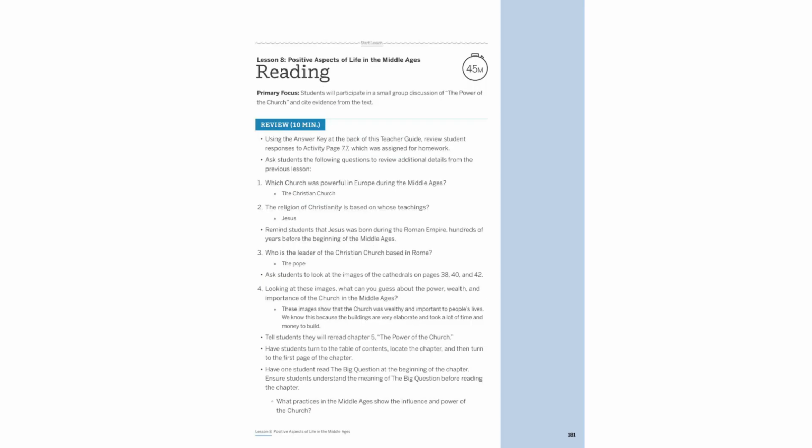The Christian Church was a dominant force in medieval Europe, with its teachings rooted in those of Jesus. The Pope, as the leader, wielded significant influence. The grandeur of cathedrals, as seen in images, reflects the Church's wealth and societal importance. These structures required immense resources, underscoring the Church's pivotal role in daily life.